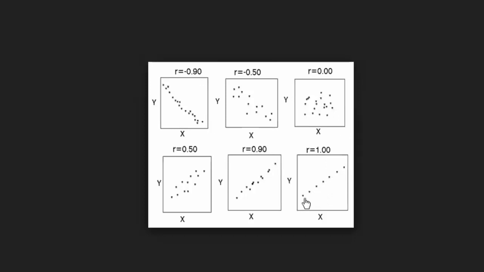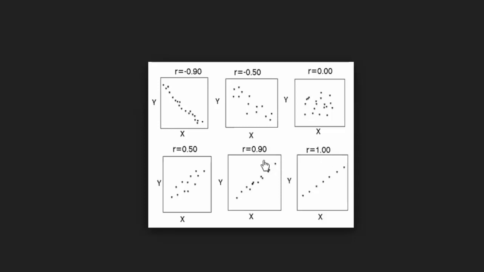So on this bottom right picture, the relationship between X and Y is almost a straight line. I mean, you can almost tell exactly what's going to happen to Y if X is a particular value because the data is so tightly packed in this line. If I move one graph to the left, I've got a correlation of 0.9, which is a little less.